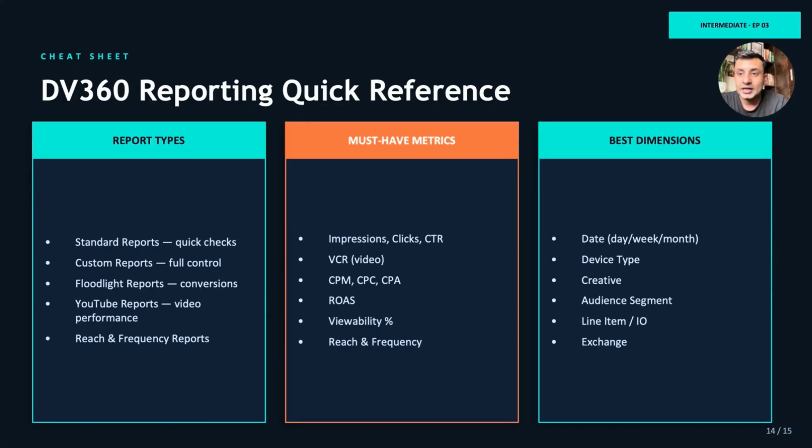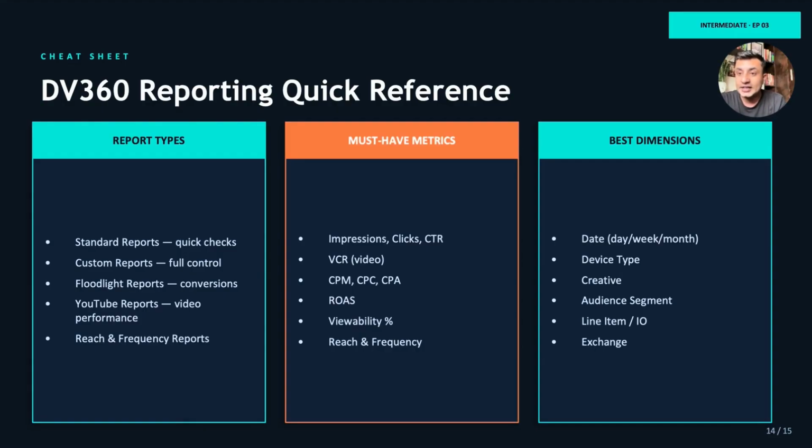DV360 reporting quick reference. Report types: standard report, custom report, floodlight report, YouTube report and reach and frequency report. These are the report types. Must have metrics. What should be the metrics that you cannot avoid? First is impression, click and click through rate. These should always be there in your reports. Then if it's a video campaign, video completion rate should be there. For display, CPM, CPC, CPA depending on your goal.